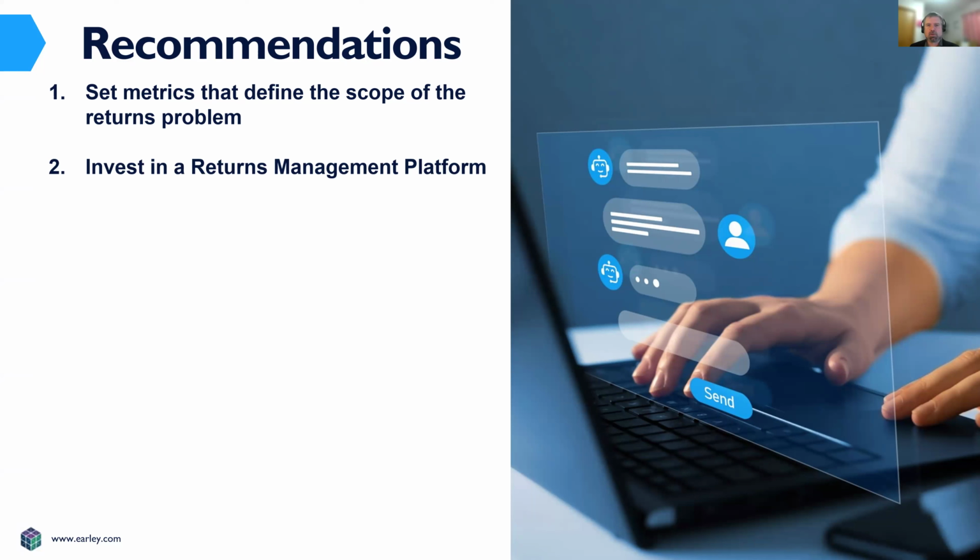Secondly, invest in a returns management platform. There's multiple benefits to it, but from a product data perspective, the analytics that you can get from a returns management platform helps you determine root cause. It's sort of complementary to number one. This will allow you to understand truly where your returns are coming from, to be able to try to keep those products in customers' hands.